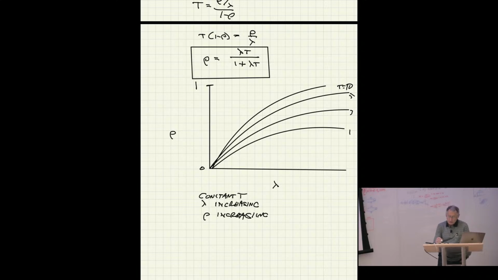But suppose I chose the following way to move in this plane. Suppose I move that way. What am I holding there? I'm holding rho constant. So this bottom line says rho is constant. But what's happening as I move here? The response time is dropping from 10 to 5 to 3 to 1. So, decreasing response time. And what's happening to the throughput? It's increasing.